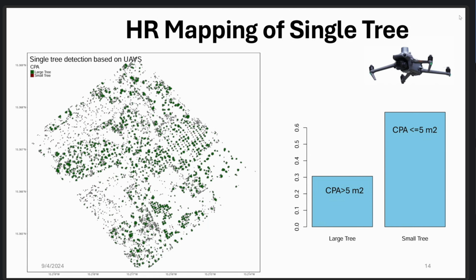If you can see here, CPA is crown projected area, and if you are using drone, you can go less than 5 square meters. But if you don't use drone, you cannot catch them. And we have a lot of them, and that introduces miss-forest management because you don't count the small trees.